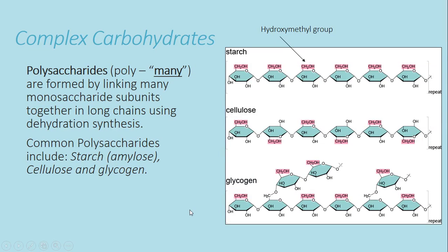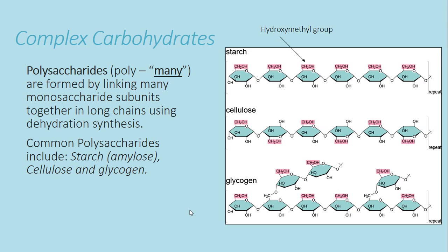Complex carbohydrates have more than 2 sugar units. If we're talking about simple carbohydrates, it's either a monosaccharide or a disaccharide, so it either has 1 sugar unit or 2 sugar units. As soon as we add more than 2 sugar units, we are now into something called a complex carbohydrate. No longer a simple carbohydrate.